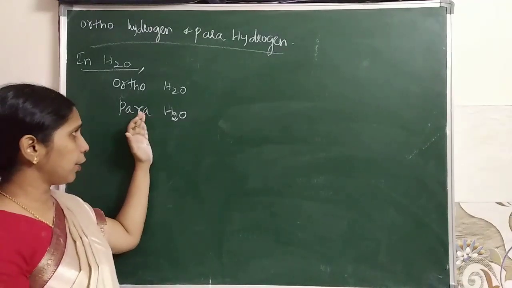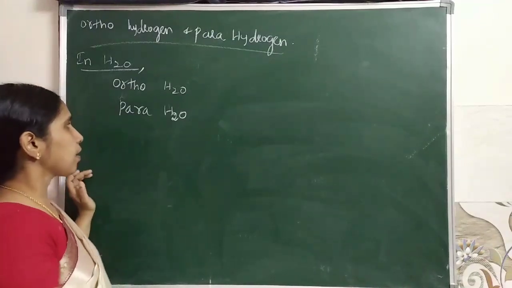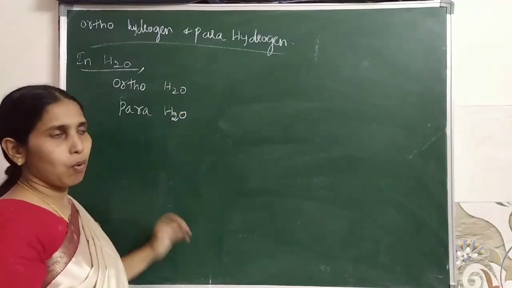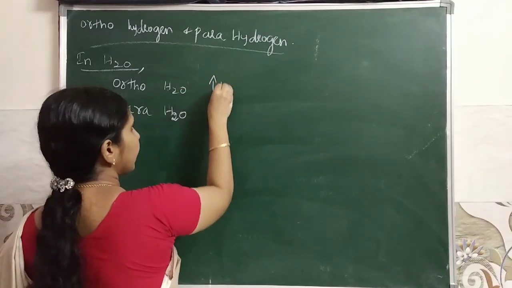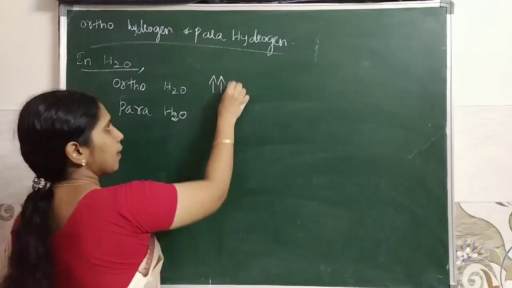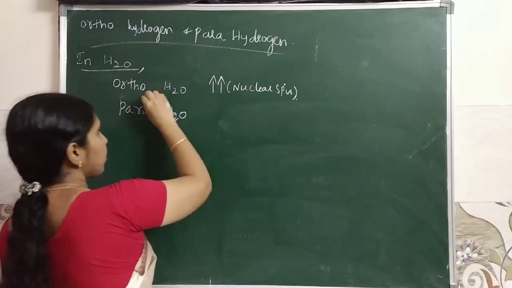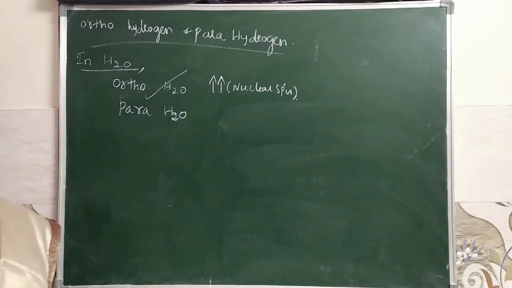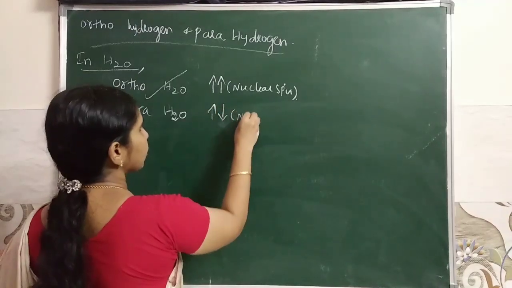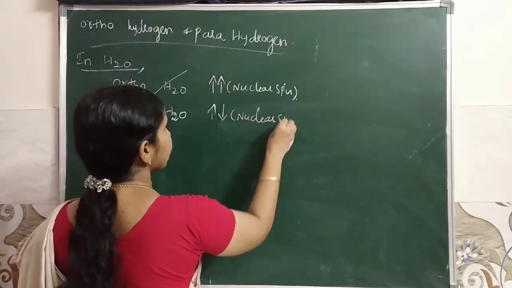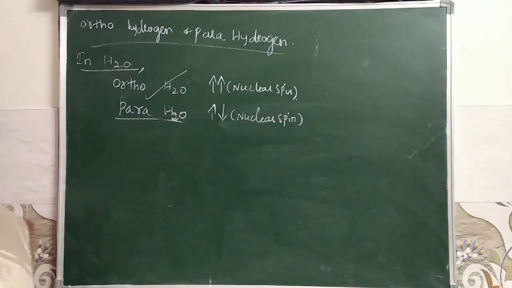So in your book, you can know that ortho water and para water. Ortho water means the spin of proton in the same direction. This is nuclear spin. So nuclear spin in the same direction, that is ortho water. If the nuclear spin is in the opposite direction, that is para water.